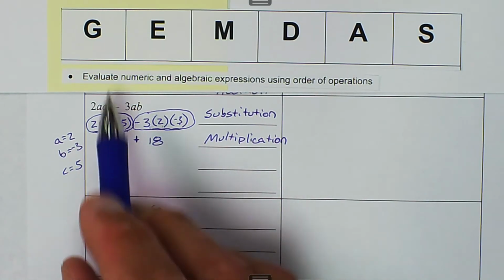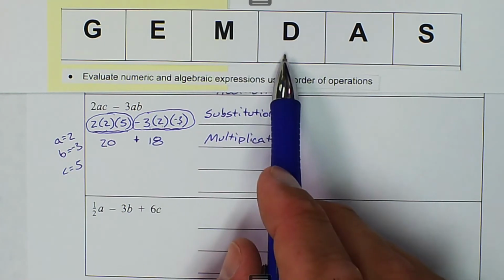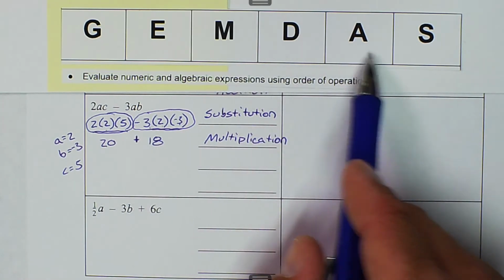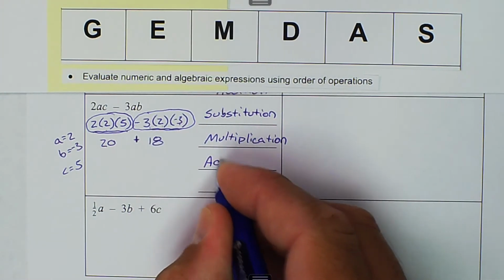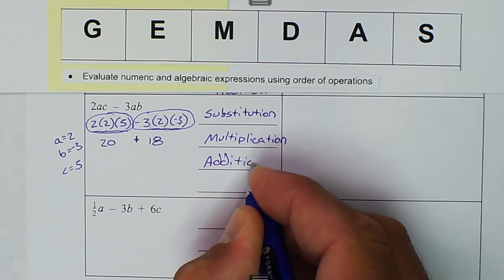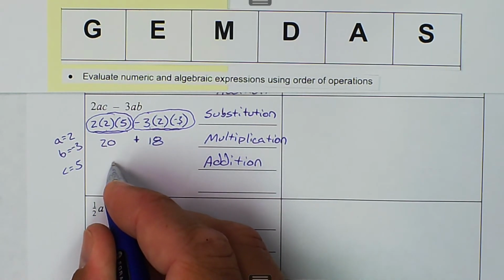And then last, we have any groups? Nope. Exponents? Nope. Multiplication or division? No. Addition or subtraction? Yes, we do. So then we can do addition. And we get 38.